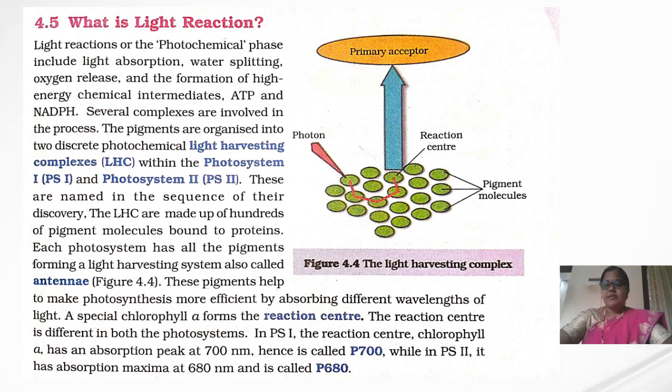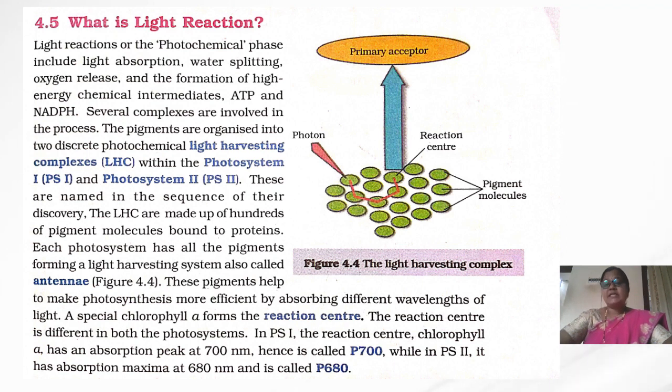These pigments help make photosynthesis more efficient by absorbing different wavelengths of light. In this light harvesting complex, a special chlorophyll a forms the reaction centers.